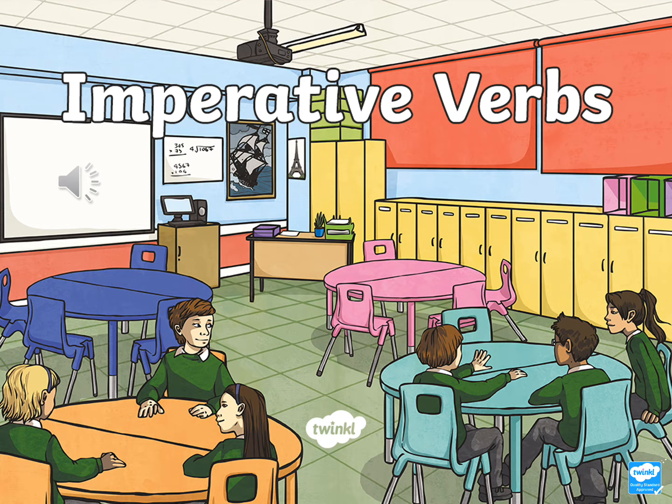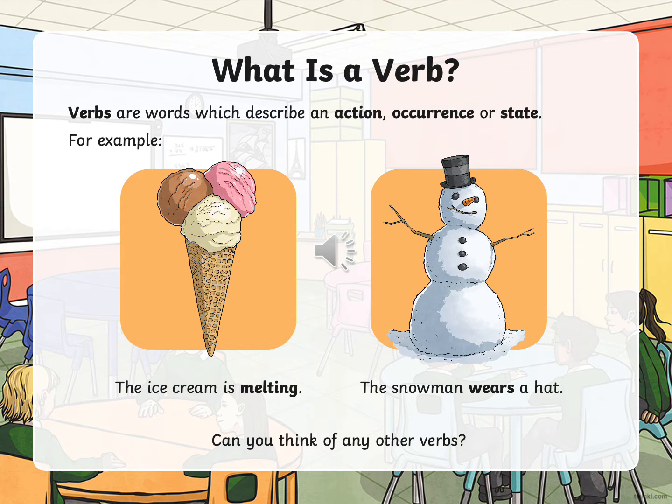Today our lesson is learning about imperative verbs, which are really important features in our instructions. What is a verb? Verbs are words that describe an action, occurrence or state. For example, the ice cream is melting. The snowman wears a hat. Can you think of any other verbs? Write them down on your page or book.